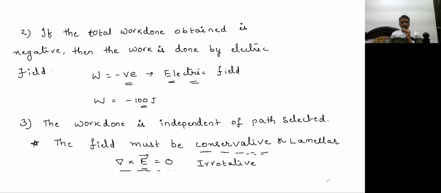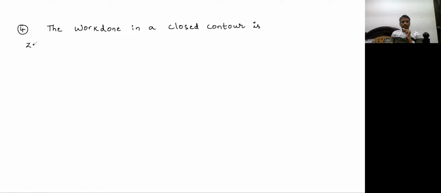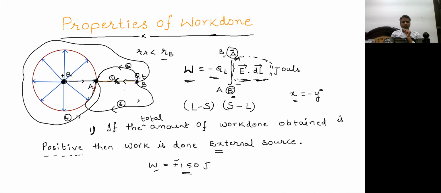And the fourth point is the work done in a closed contour. Contour means loop. Closed loop is 0. Let us try to understand what is the meaning of that. The work done in a closed loop. Okay, where is that closed loop? Let us try to understand from this.